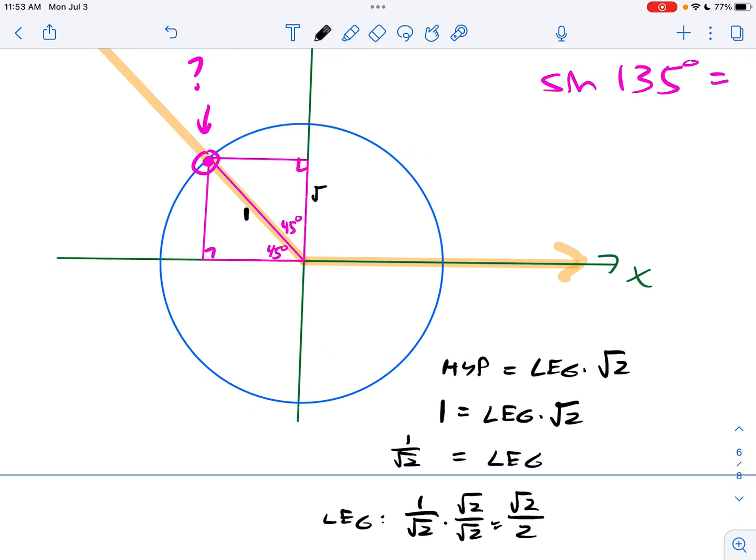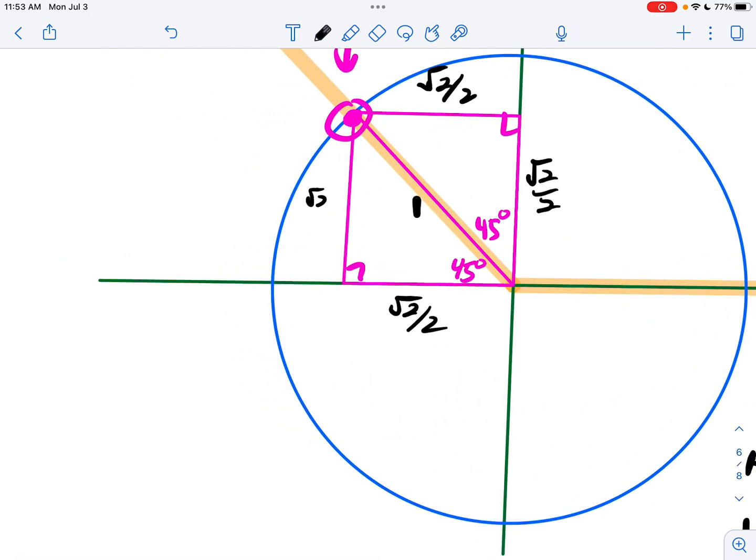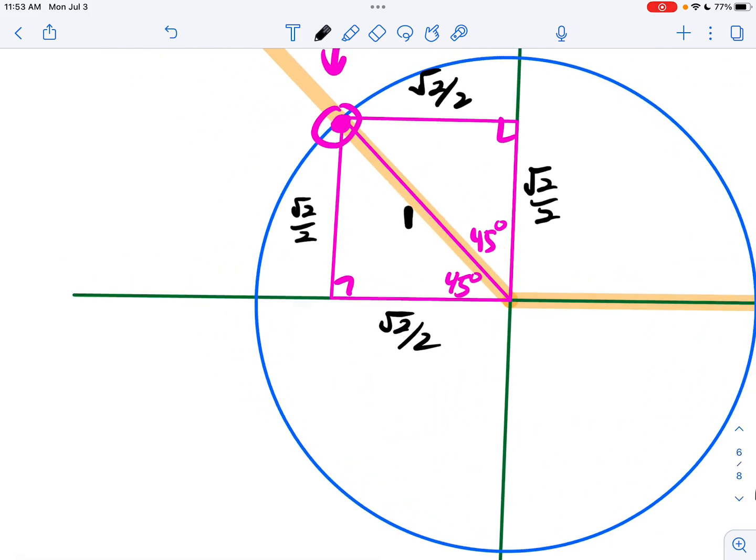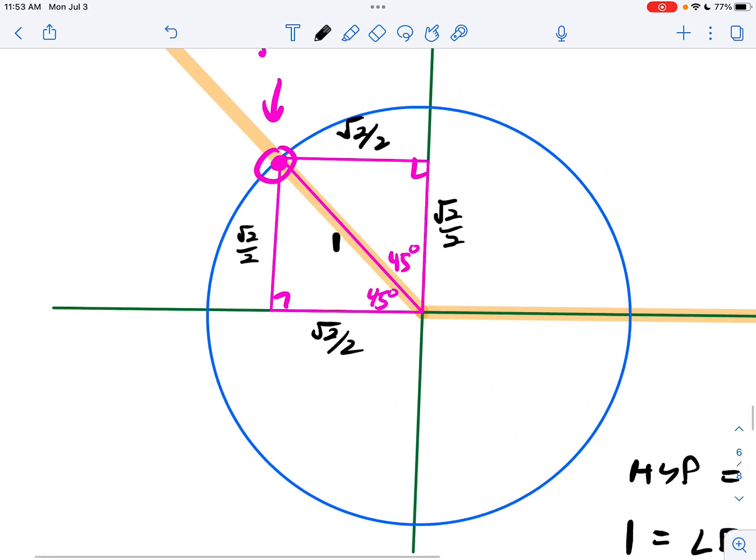This distance here is root 2 over 2. This distance here is root 2 over 2. This distance here is root 2 over 2. This distance here is root 2 over 2. In practice, you wouldn't need to draw both of these triangles, either one. Right? Whichever one occurs to you, great.